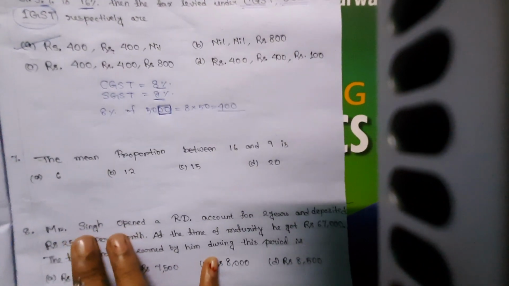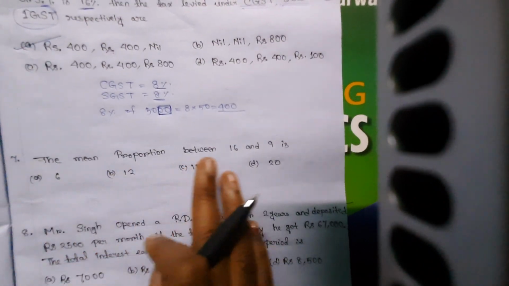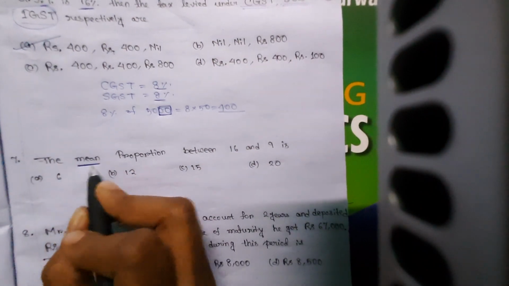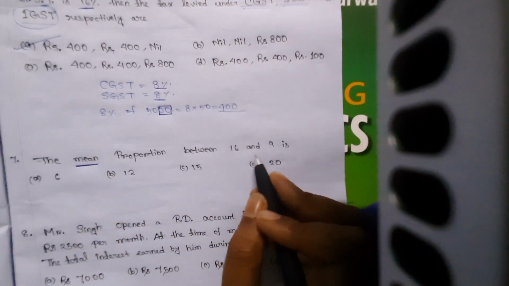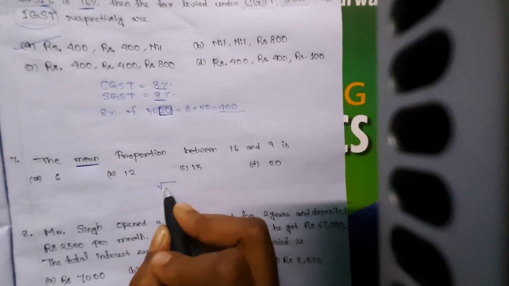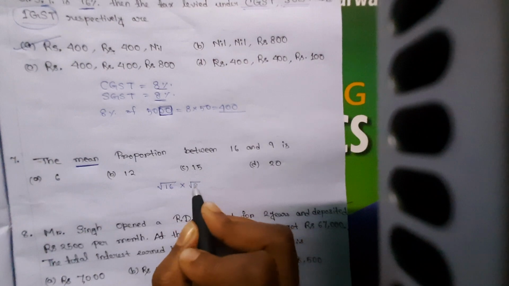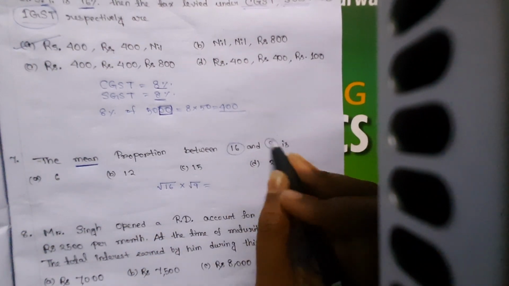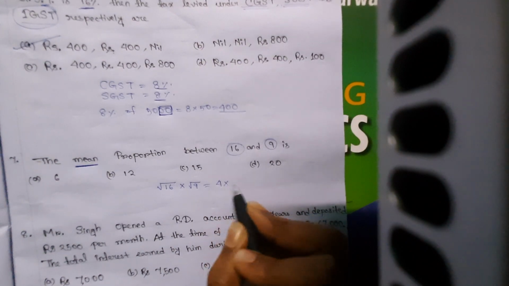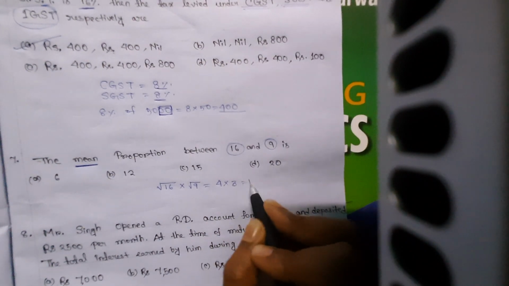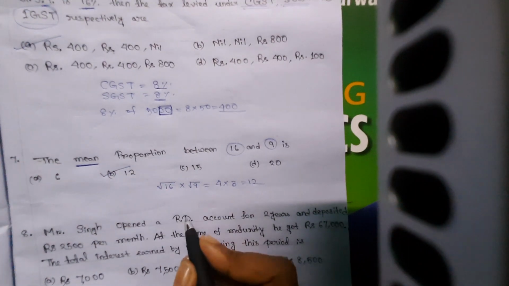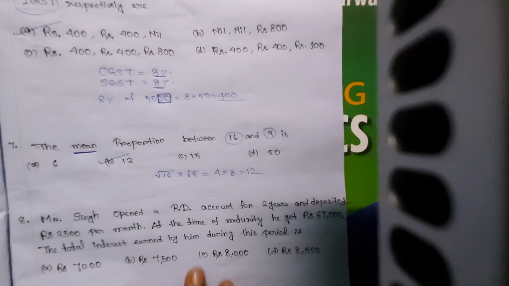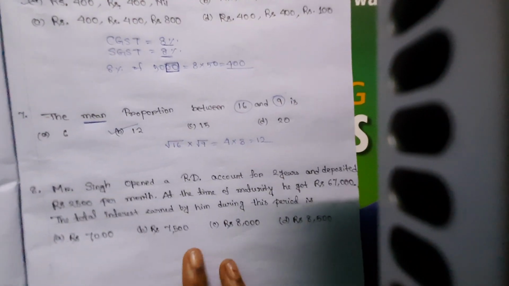Now question number 7, the mean proportion between 16 and 9. This problem comes from the proportion chapter. Mean proportion is always root over 16 into root over 9. Just take the square root of both terms and then multiply them. Square root of 16 is 4 and square root of 9 is 3. So 4 into 3 is 12. Option B will be your answer.